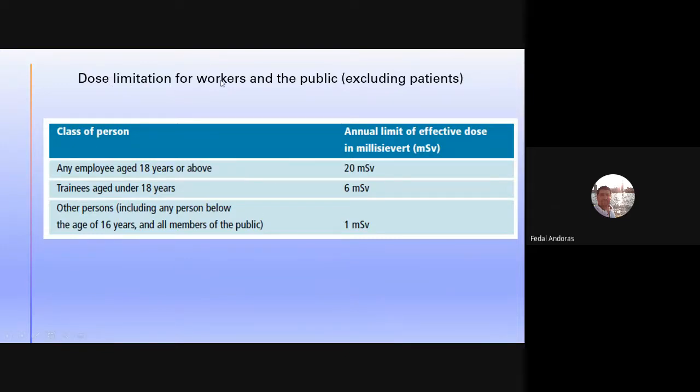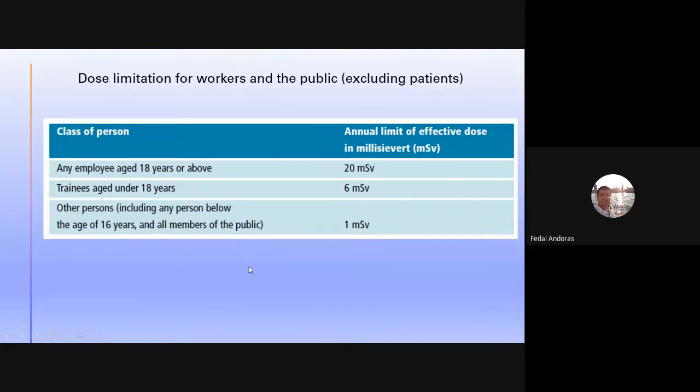Dose limitation for workers and public, excluding patients. Any employee aged 18 years and above should not exceed 20 millisievert per year. Okay? Trainees under 18 years should not exceed 6 millisievert. Other persons, including any person below age 16 and all members of the public.